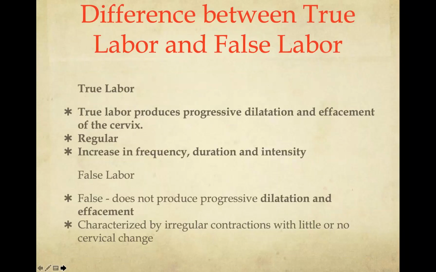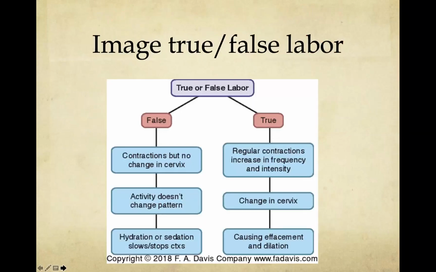And then how do we know, is it true versus false labor? Well, true labor is going to produce dilation and effacement. Basically, the cervix is going to thin and dilate. It's going to have regular contractions, and they're going to increase in frequency, duration, and intensity. False labor does not produce any progressive dilation and effacement and has very irregular contractions. And there's just a helpful chart for you.